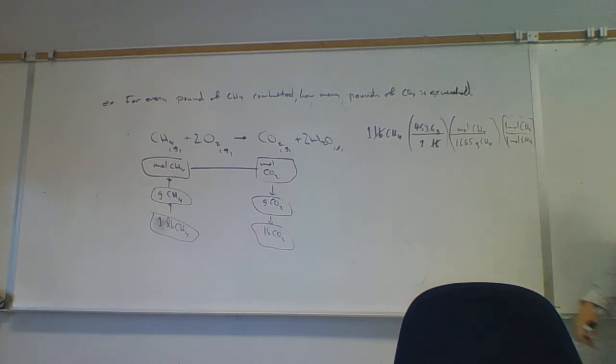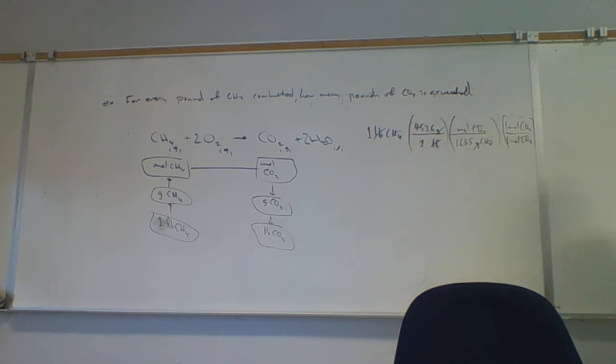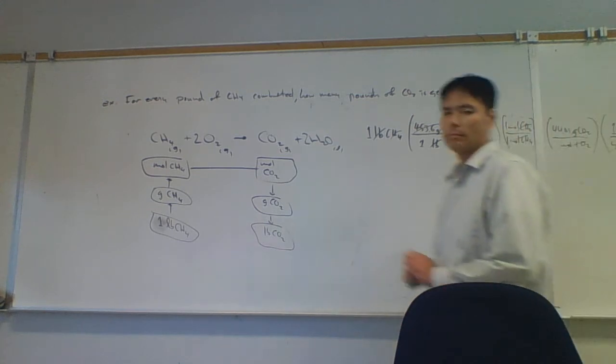Okay, so where are we at now? Grams of methane cancel. Moles of methane cancel, and that leaves us with moles of CO2. And then we know that there's 44.01 grams of CO2 for every mole of CO2. Moles of CO2 cancels, and then we're going to go back to pounds. And so for every 1 pound, there's 453.6 grams. 453.6 cancels here as well. That leaves us with pounds of CO2, grams cancel.